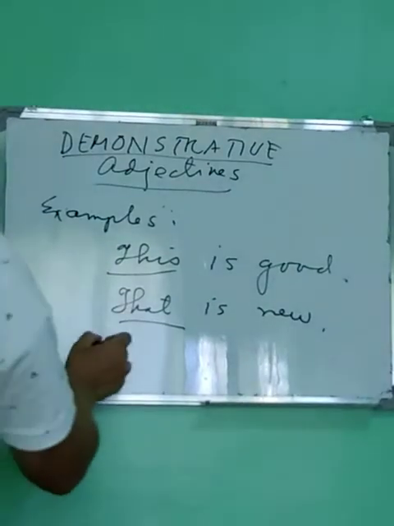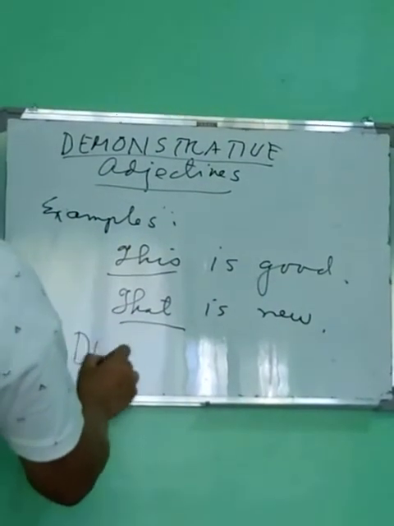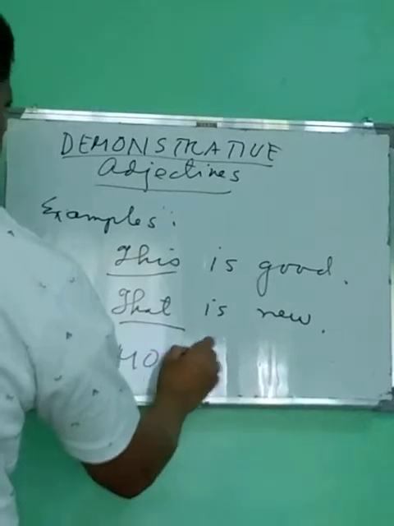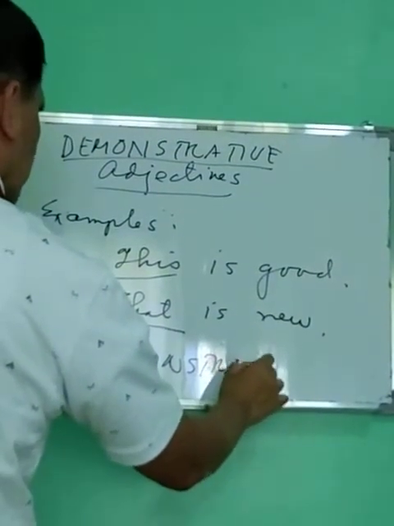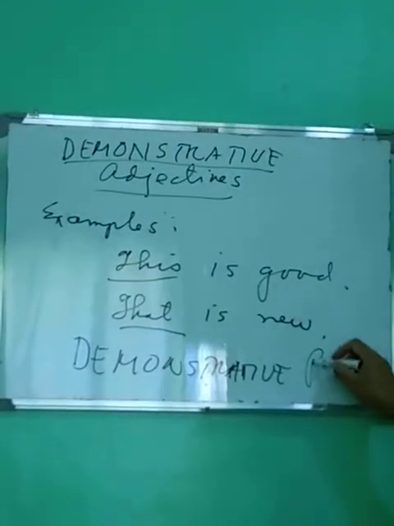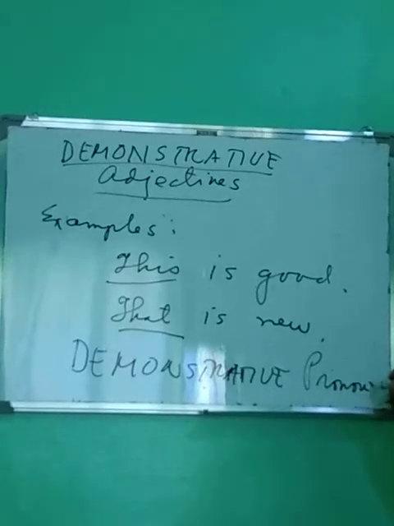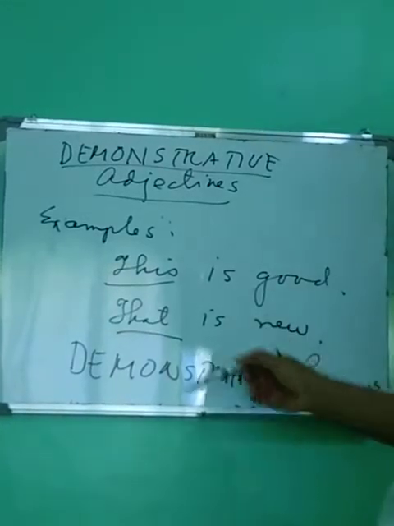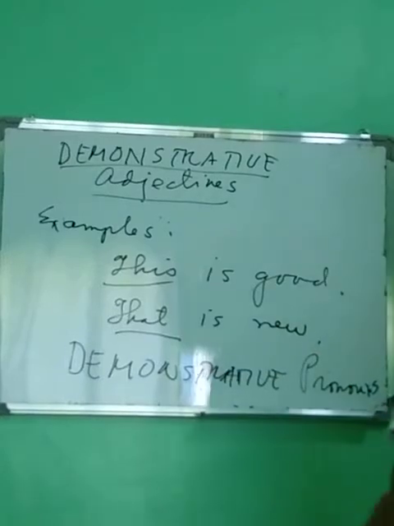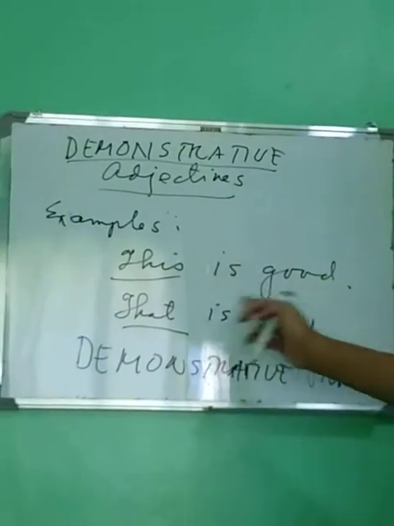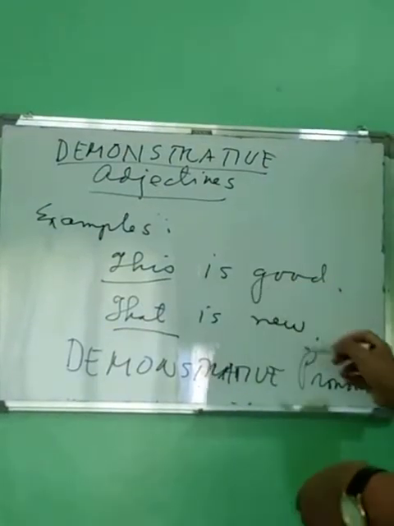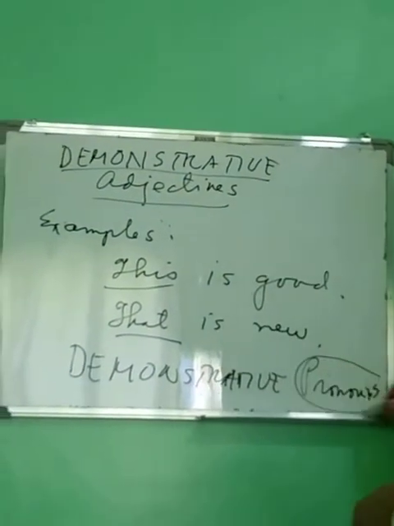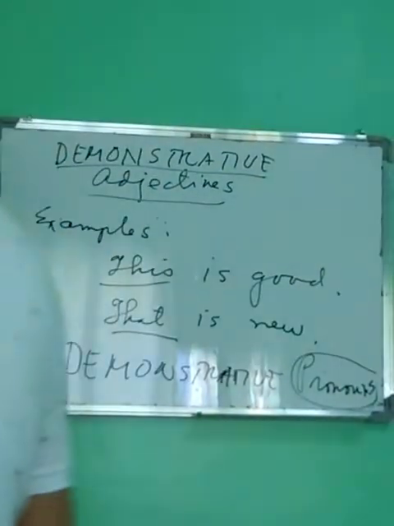They are used as demonstrative pronouns, because they are intended to replace the subject. It has no subject. This is good, that is new. They are intended to replace the subject. That's why they are pronouns.